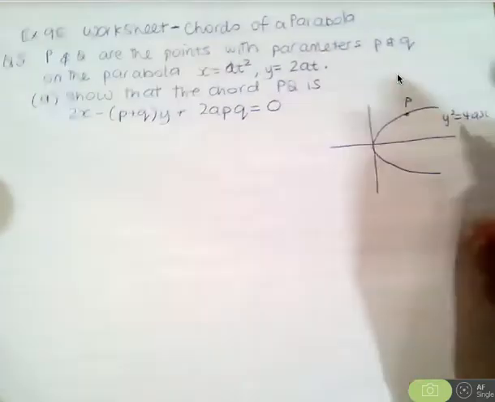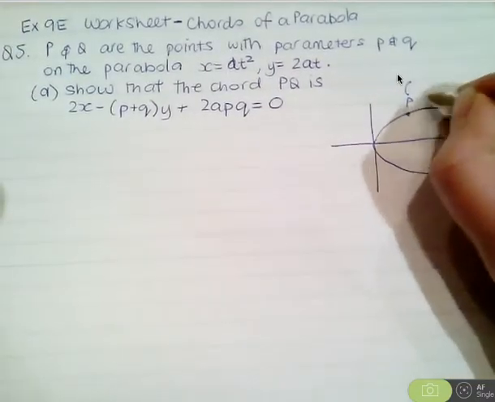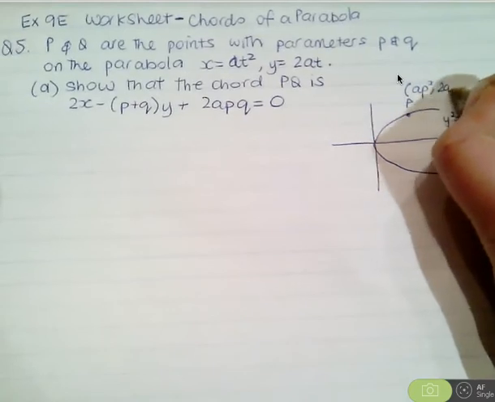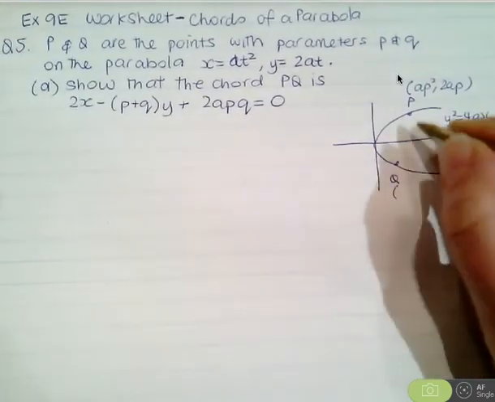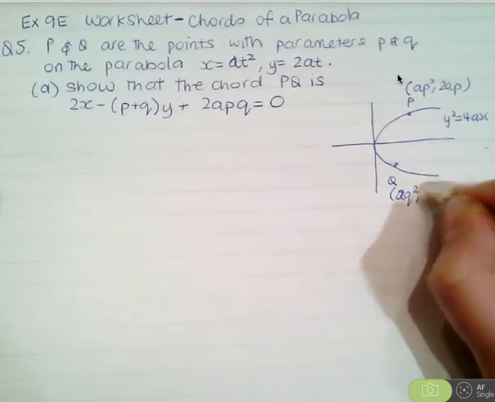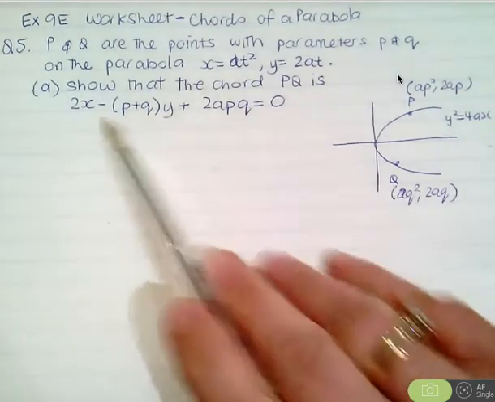So we've got P and Q as points with parameters p and q on that parabola. So the point P will be (ap squared, 2ap). And I'm just going to put the point Q down here. I like to put P and Q on opposite sides of the parabola, and point Q will be (aq squared, 2aq).